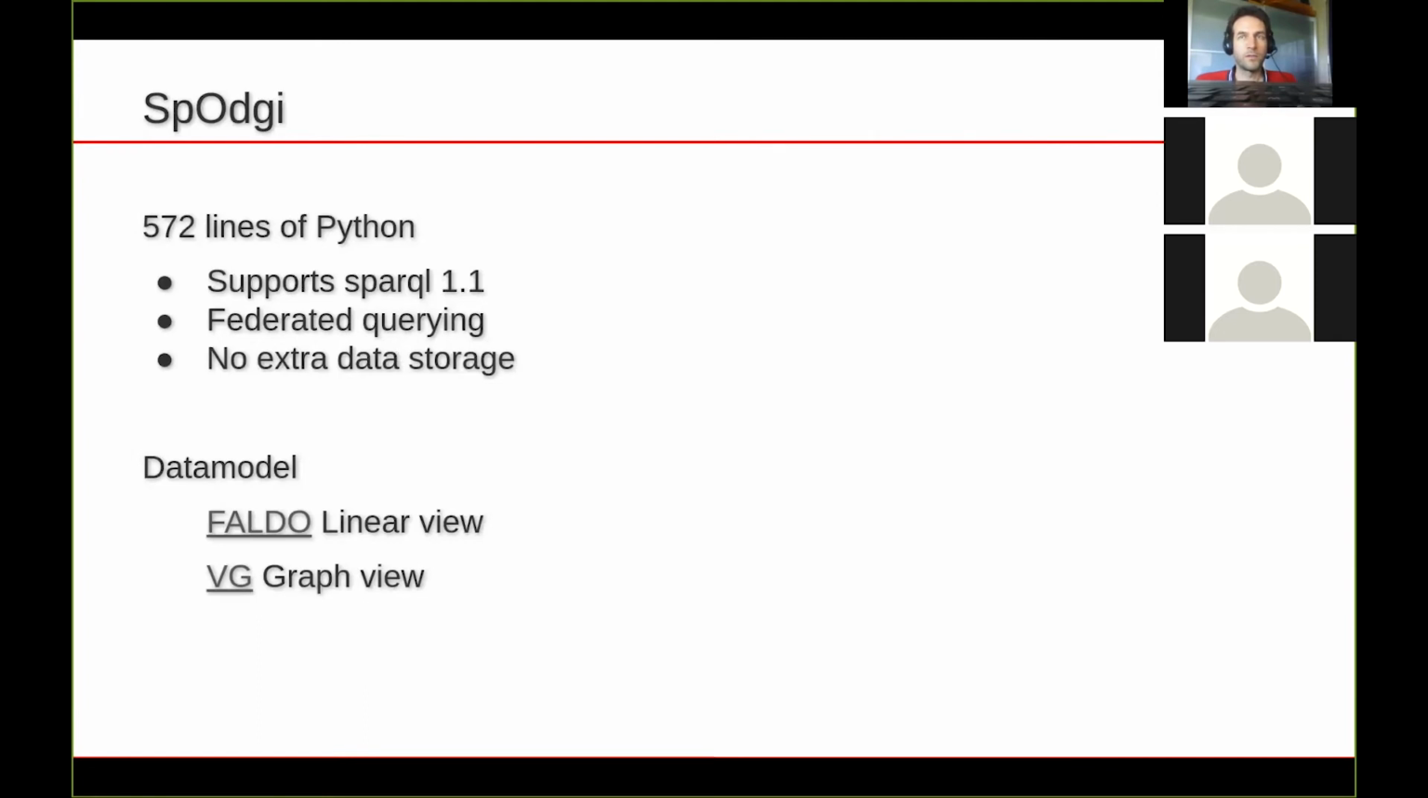You might think, oh, that must be a humongous amount of code. Actually, it isn't. It is 572 lines of Python. It supports all of SPARQL 1.1. It allows federated querying, and it doesn't require extra data storage. At the same time, it has both a linear view and a graph view in the same data model. This is actually quite different from ODGI itself, because ODGI will only give you the graph view. SPARQL will pretend that it is the classical linear view of sequences. So it's a bit like a multiple sequence alignment blown up.